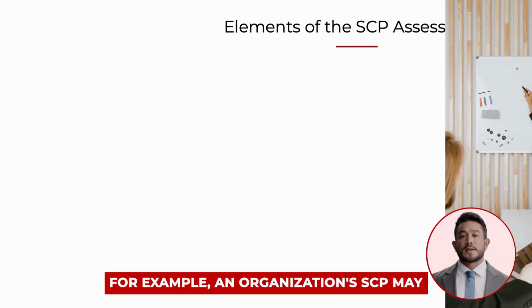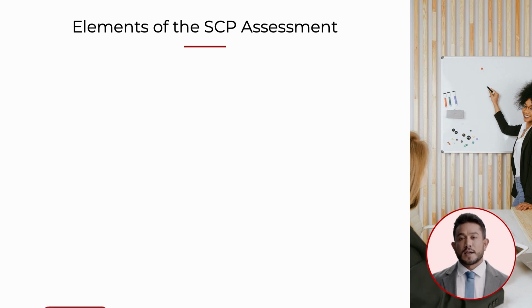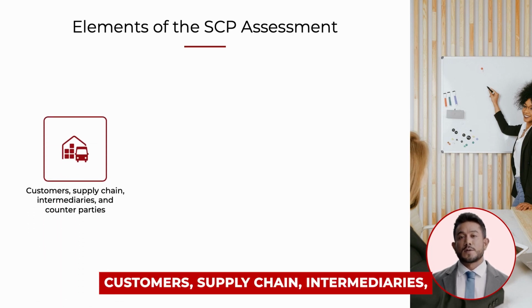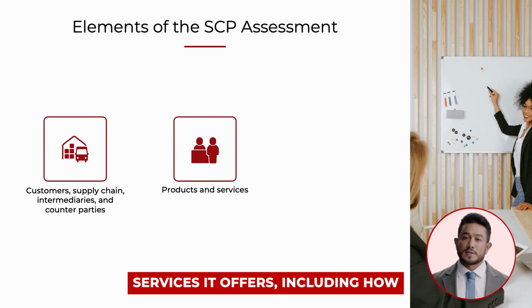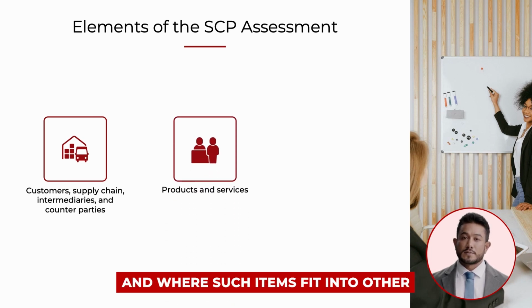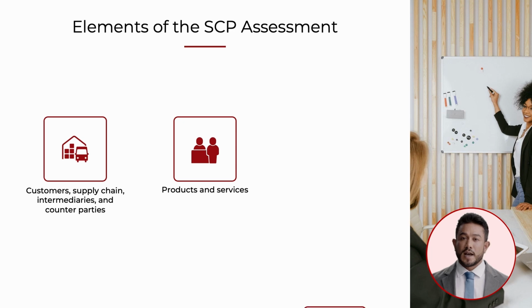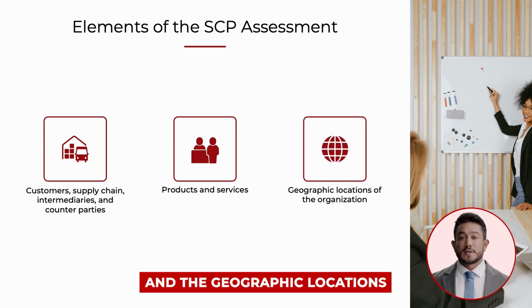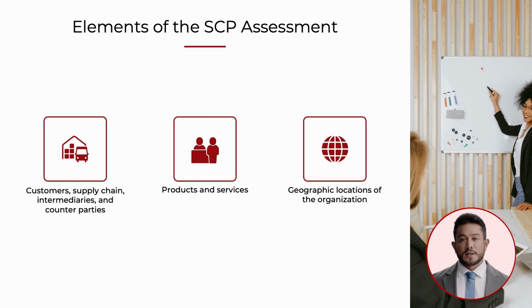For example, an organization's SCP may conduct an assessment of the following: customers, supply chain, intermediaries, and counterparties, the products and services it offers, including how and where such items fit into other financial or commercial products, services, networks, or systems, and the geographic locations of the organization, as well as its customers, supply chain, intermediaries, and counterparties.